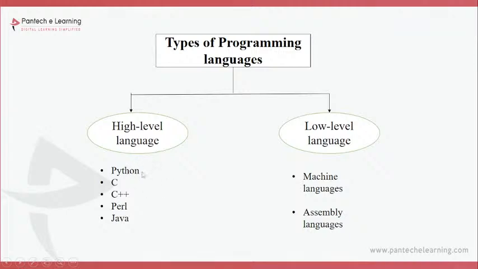So we are giving the input data. Low level language means machine languages, and assembly languages use things like ASCII codes. For the computer's understanding, we are using machine languages and assembly languages.